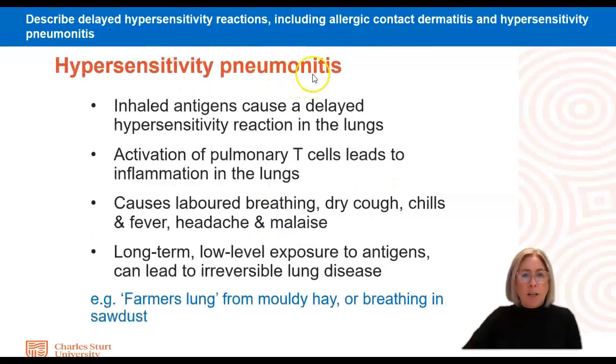Hypersensitivity pneumonitis then is a delayed hypersensitivity reaction in the lungs. So here we have inhaled antigens causing this reaction. There's activation of pulmonary T cells leading to inflammation in the lungs. It causes labored breathing, dry cough, chills and fever, headache and malaise. And long-term low-level exposure to antigens can lead to irreversible lung disease. For example, farmer's lung from inhaling sort of fungal spores from moldy hay or breathing in sawdust particles. So here you've got, say, long level exposure.